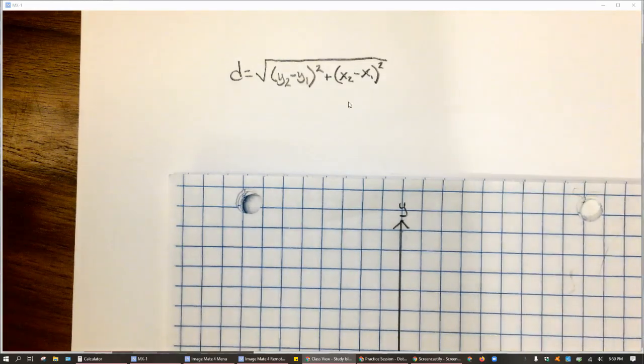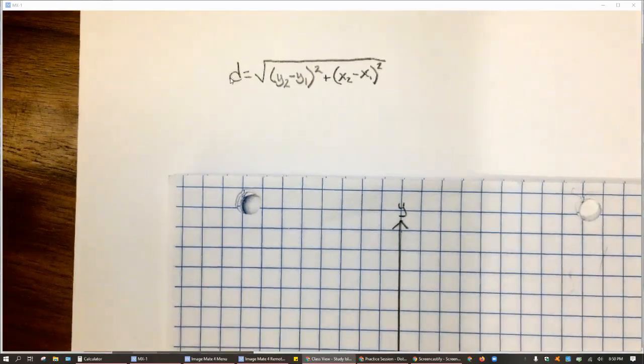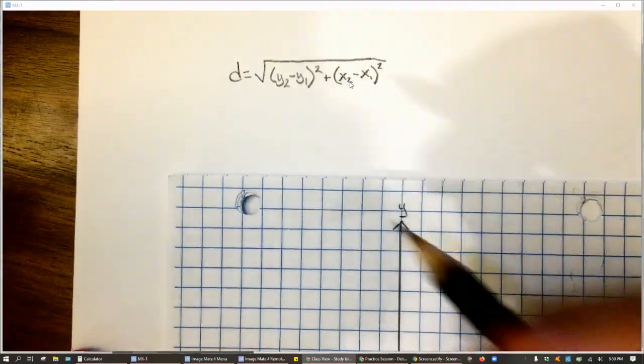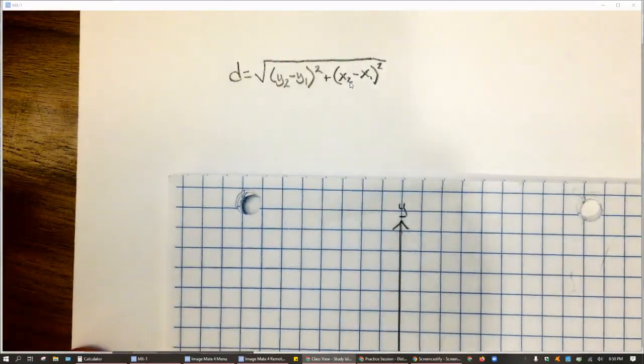So this is the distance formula. Distance is equal to the square root of (y2 minus y1) squared plus (x2 minus x1) squared. Now, if that looks super confusing to you, don't worry, it's not. Let me break it down for you one little part at a time.